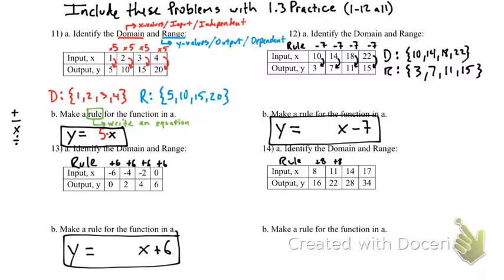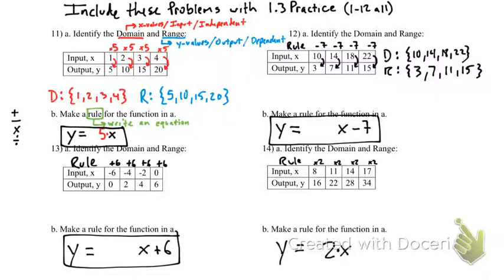So the actual correct rule is multiplying by 2. And if you multiply all of these by 2, it gives you the correct output. So that means I have my dependent variable equal to my independent variable, and the rule that we're doing to the x's is multiplying by 2. So the rule is 2 times x.